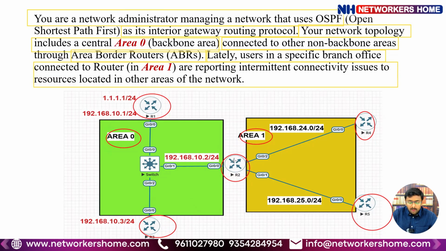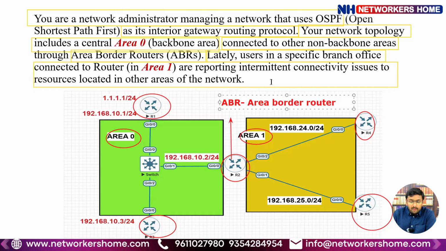Now as router 2 is having connectivity in area 0 and even in area 1, that's why we can call router 2 an ABR router. So here, who is the ABR router? Router 2 is going to be my ABR router, that is area border router.